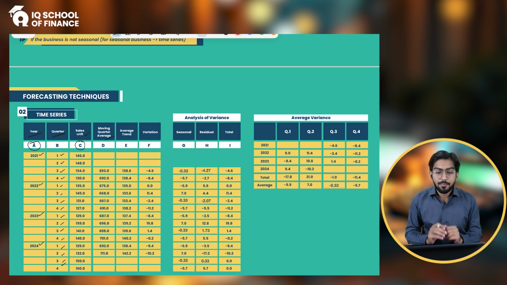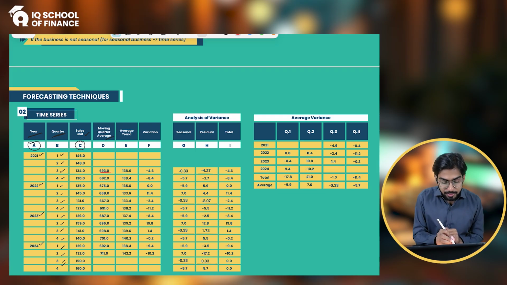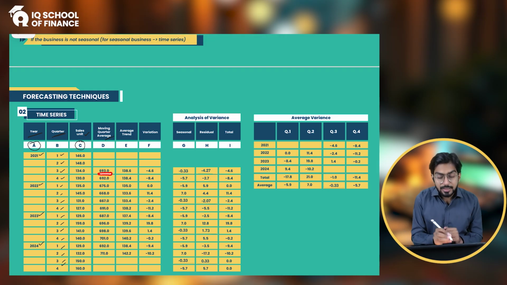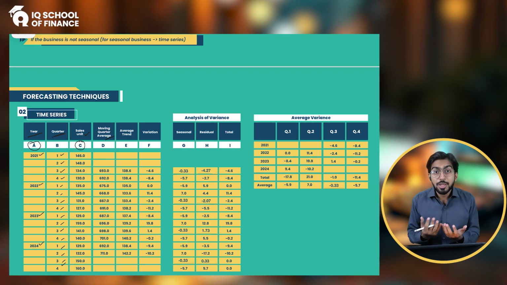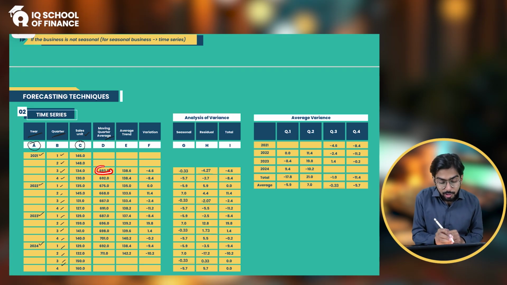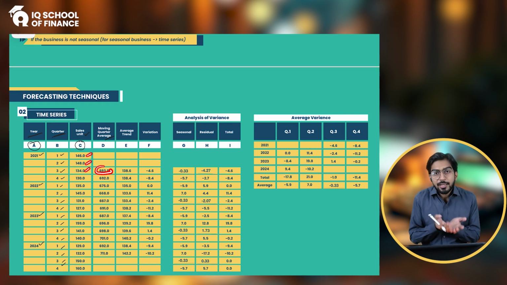In my example, if I talk about this 693.0, this is the moving quarter average for quarter 3. We do not have the average for the first 2 quarters, so we do not have the moving quarter average there. So, sir, the question arises, how have you calculated this? The sales figures are the factual data you are given, but the moving quarter average is something that you need to find out in the exam by hit and trial.